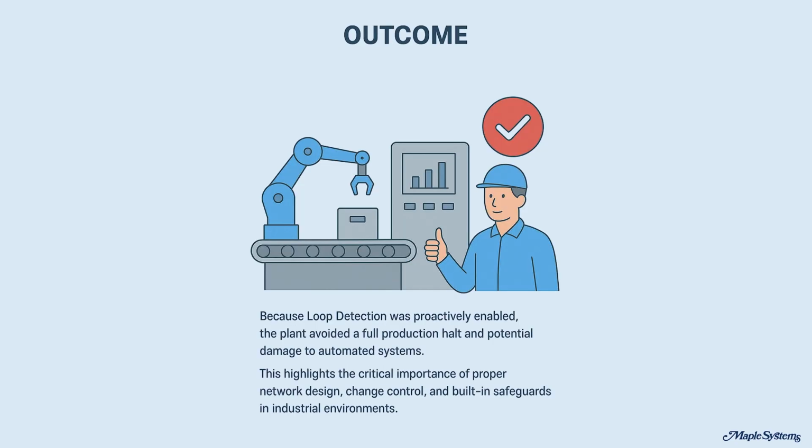So the outcome of having loop detection enabled: the plant avoided a full production halt and potential damage to automated systems. This highlights the critical importance of proper network design, change control, and built-in safeguards in industrial environments.